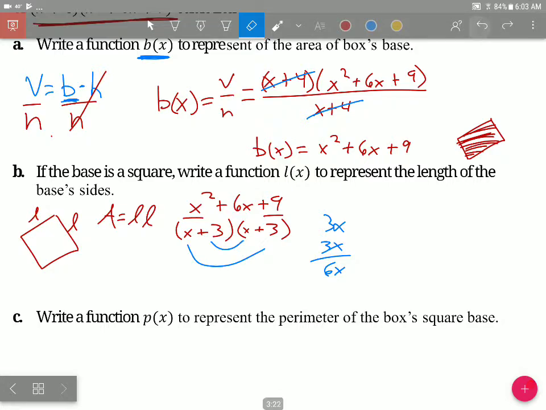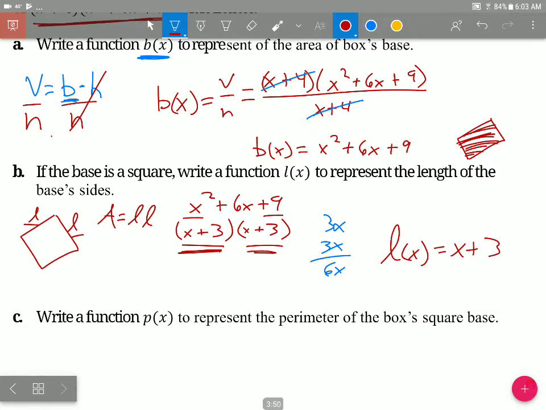Oops, I erased my part. You notice they're the same. Since they are the same, these must be the sides of your square. So this is the tricky part of this question, knowing that if I factor this base, I'll get the same thing twice. So your L of x equals x plus 3, because that's the side of one length.